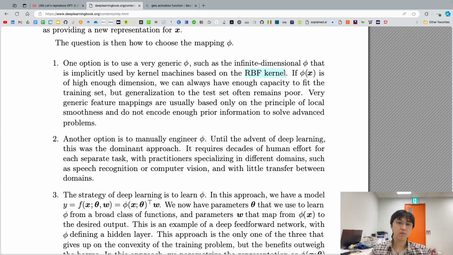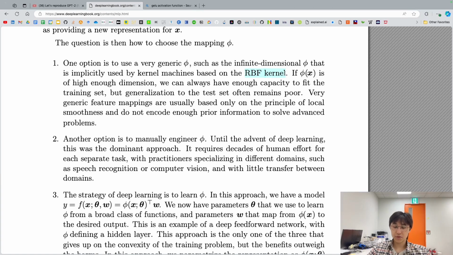So maybe we will create some kind of function to transform the input x to another dimension where we can draw the line clearly. That kind of transformation, manually engineering this transformation, was actively searched in the literature before deep learning was there.